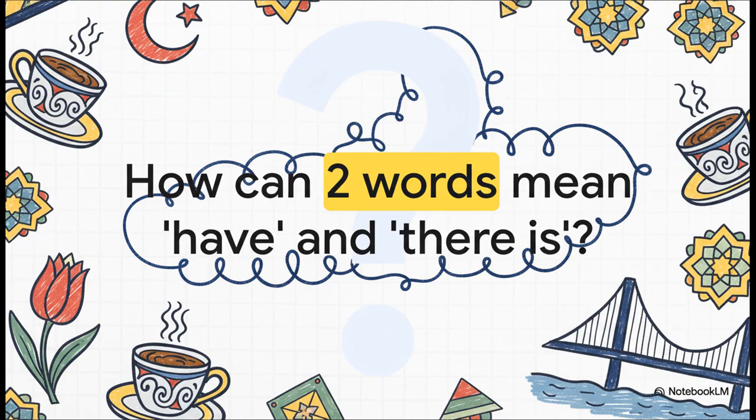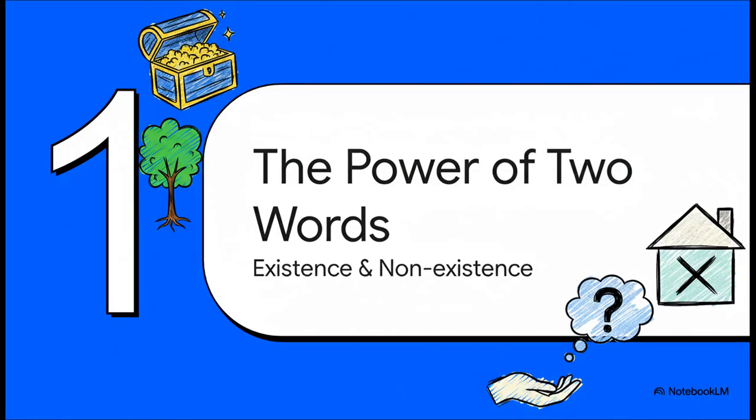So here's the big question, right? How on earth can two little words mean there is, there isn't, I have, and I don't have? It sounds totally confusing at first, I get it, but trust me, it's all built on this one really simple, super elegant idea. All right, so let's start at the very beginning. The most basic fundamental use of VAR and YOK is just for saying if something exists, or if it doesn't.